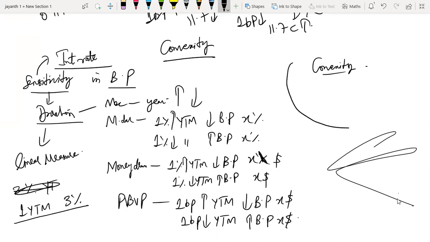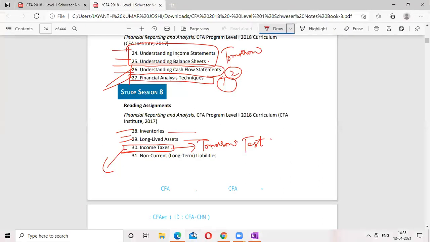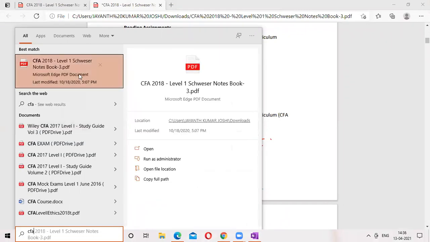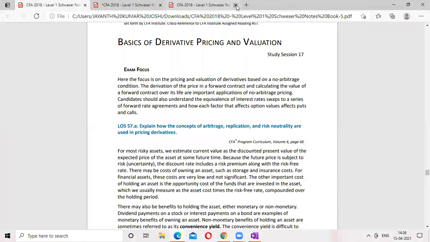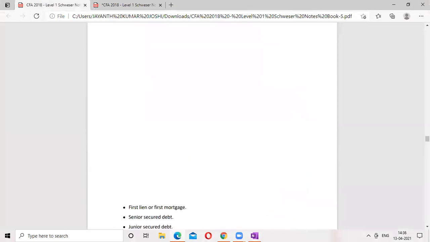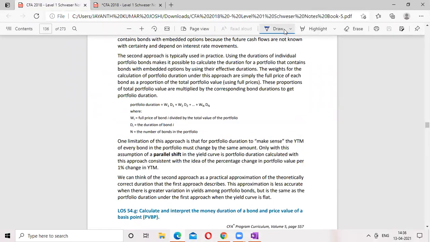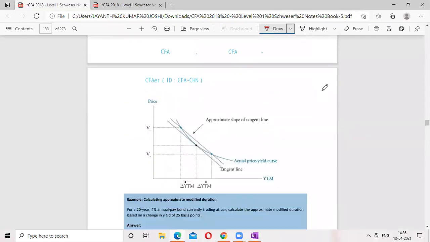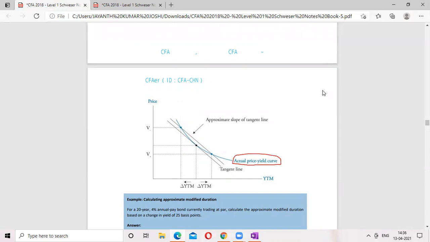there is curvature that we have already seen in the graph. I told you earlier that a curvature forms. So we have already seen that there is a curvature, and this is the actual price yield curve. This is the one which we have already ignored, and this has to be considered for in fact capturing the actual change in the bond price with respect to change in its yield to maturity.